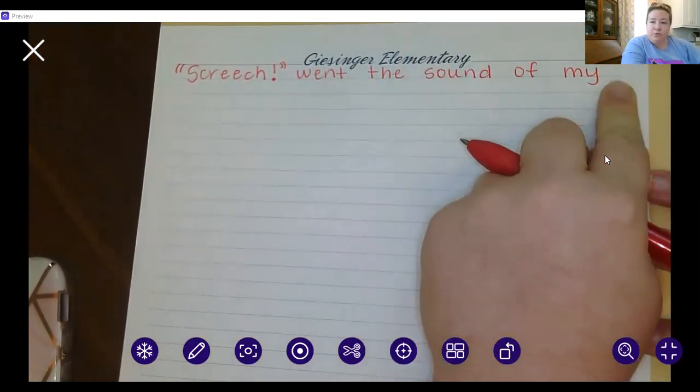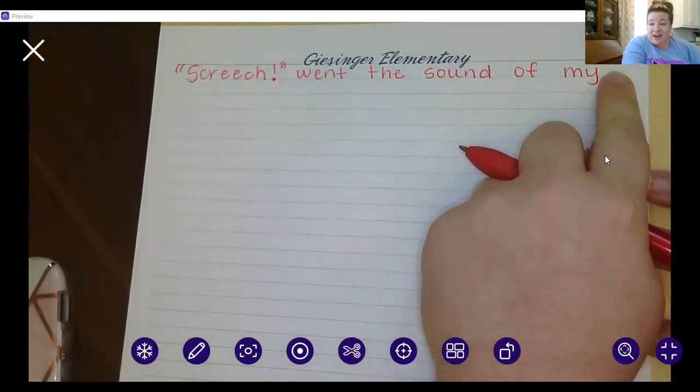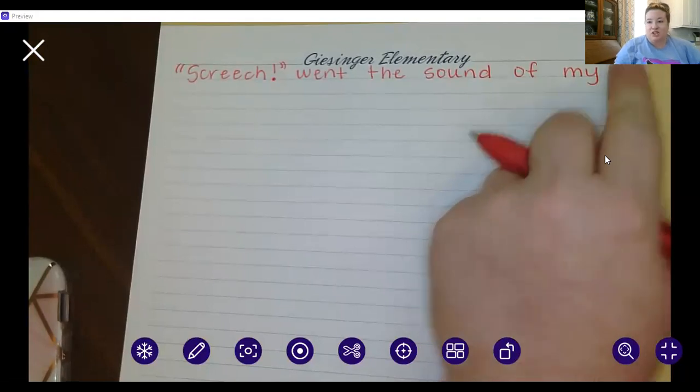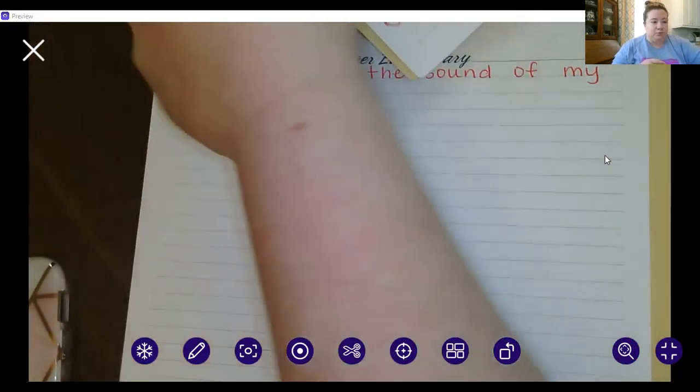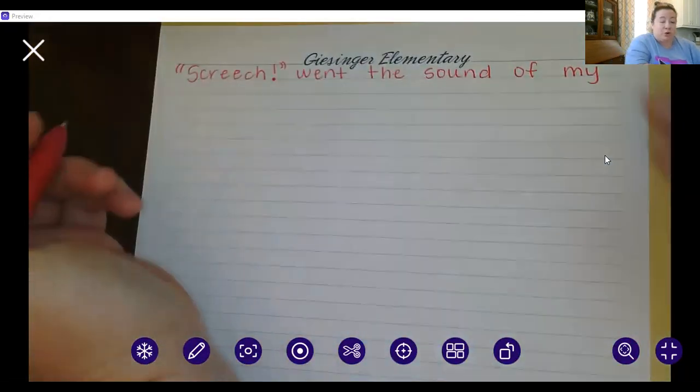Now I ran out of room here, and the word that I'm about to write is brakes. And I don't think that brakes can fit there. So I am actually going to go to the next line.